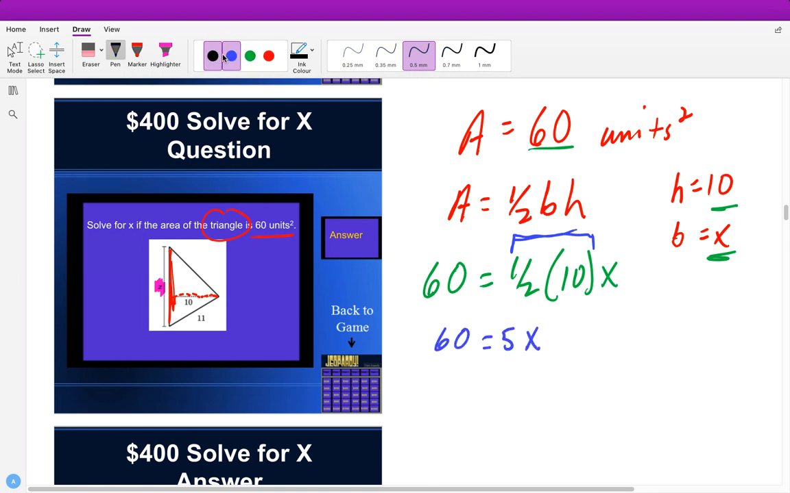Then in order to solve for this, this 5 and this x are being multiplied. So we do its inverse operation, which is division. And that means x is equal to 12 units.